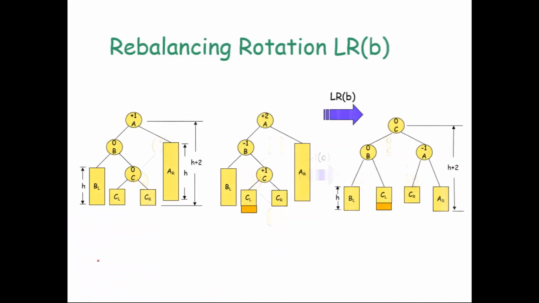Now let us discuss another case for LR rotation. This is case B, right? So here if you see, this is a balanced tree. In this tree you are performing one insertion here, which is to the left of C. Now the tree got imbalanced. So again you have to check where the imbalance occurs. Imbalance occurred at node A.